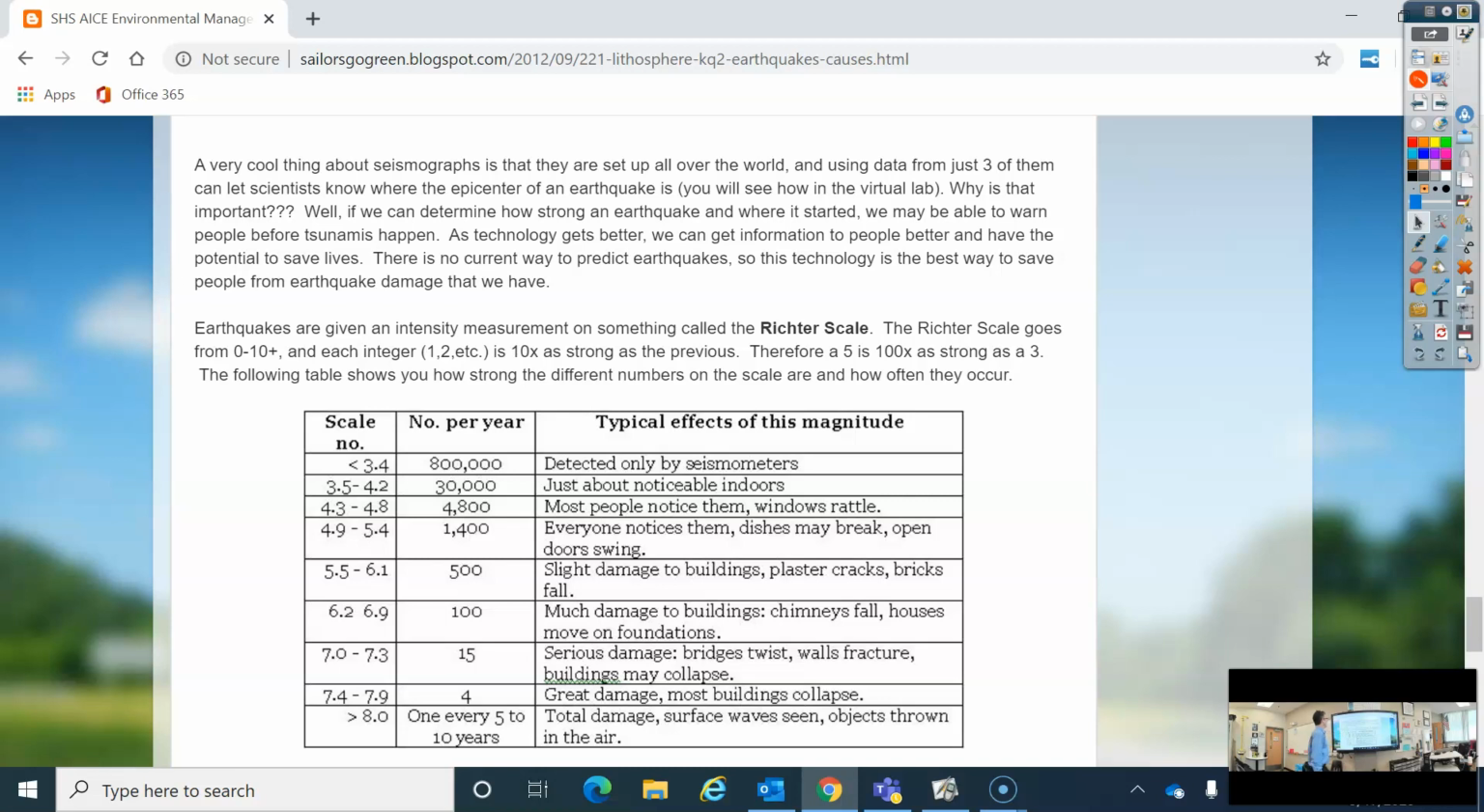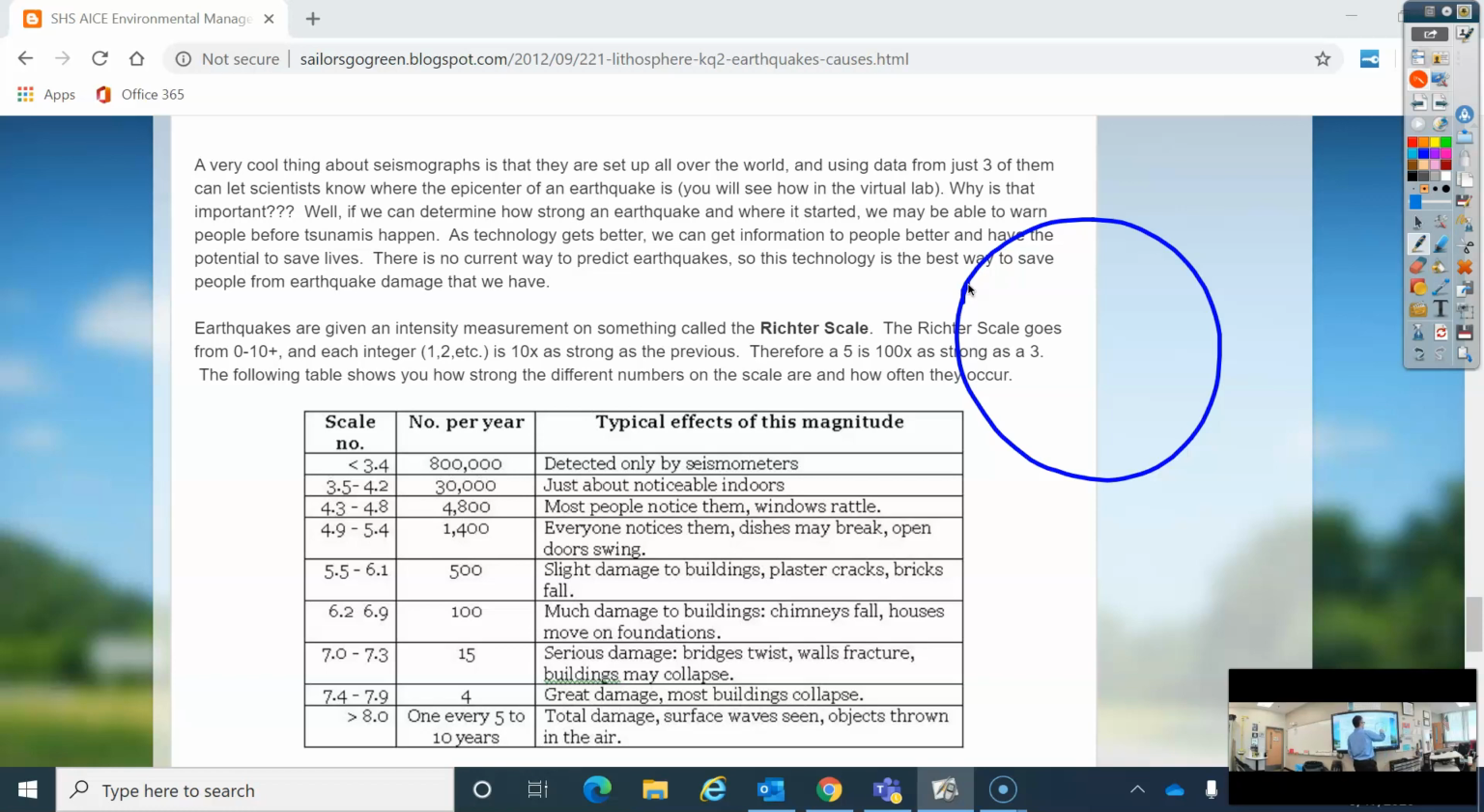And a very cool thing about seismographs is that they're set up all over the world, and using the data from just 3 of them, we can locate the epicenter of an earthquake. And we're going to, of course, explore that in the virtual lab. Why is that important, though? That's important because if we can figure out where 3 of them are on the Earth, we know that their waves emanate from the center, right? So we know where the epicenter is.